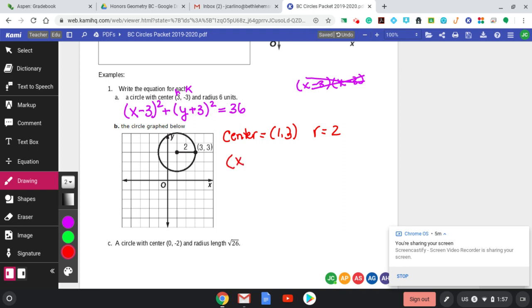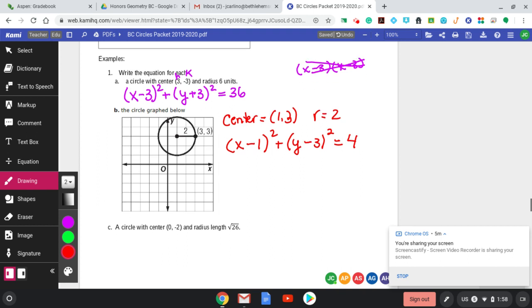So ready? X. Now there's a positive 1, so I'm going to put minus 1 all squared plus y. Now that's a positive 3, so it's going to be minus 3 all squared. And if the radius is 2, I put 2 squared, which is 4. So there's my equation for that graph. Okay, I need the center and I need the radius every single time.